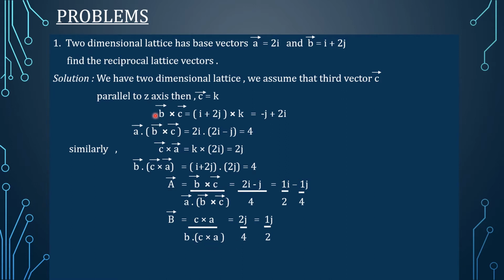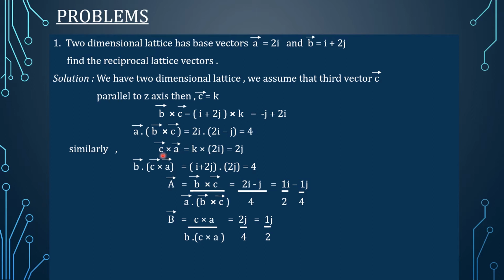So what is B cross C? i plus 2j cross k. So i cross k is minus j and 2j cross k is plus 2i. Then A dot B cross C is equal to 2i dot (2i minus j). So 2i dot 2i is 4 and i dot j will become 0.